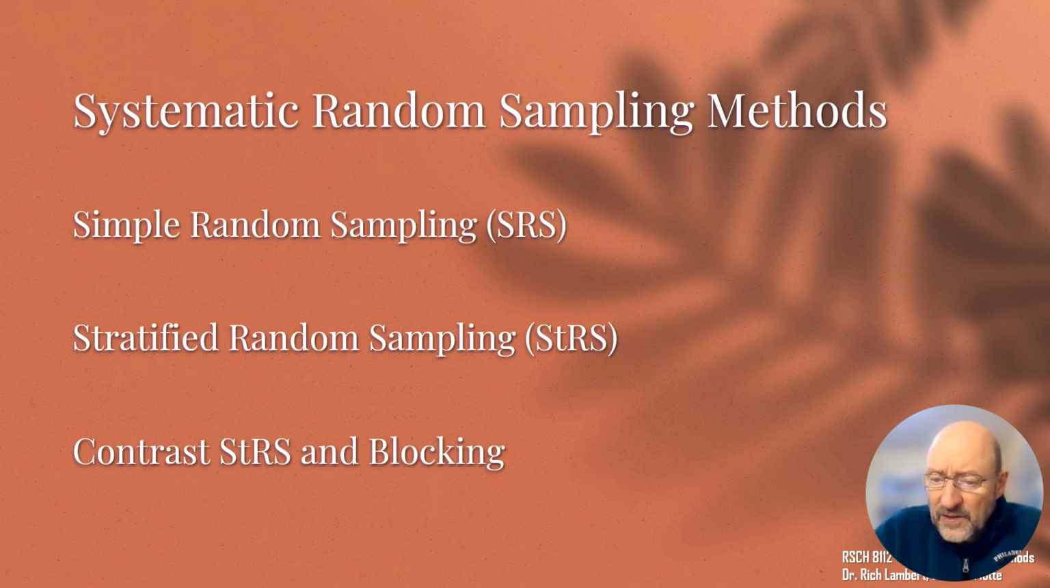And the other thing we're going to do in this talk is contrast stratified random sampling with blocking. And blocking is another kind of important research design feature that's used in social science research quite a bit, but it's not quite the same thing as stratified random sampling, but it's similar, and I want to just contrast the two so you can get a picture of how they're the same and how they're different.